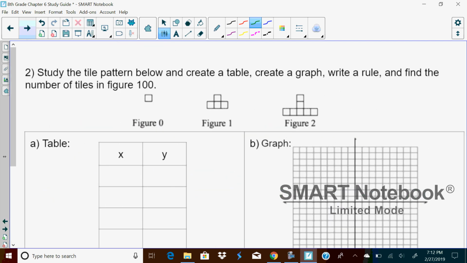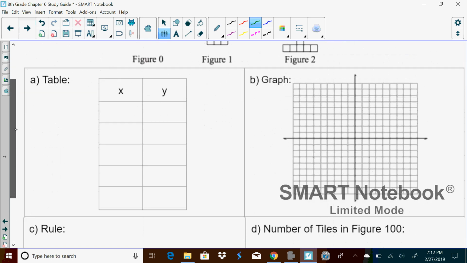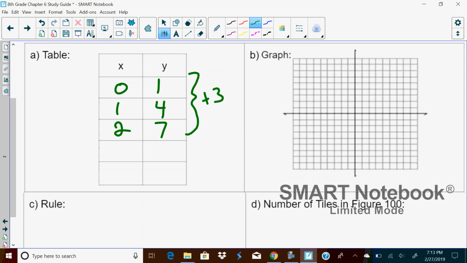Problem number 2, study the tile pattern and create a table, a graph, and a rule for it. And then what number is in figure 100? If I start with the table, figure 0 is 1. Figure 1 has 4. Figure 2 has 1, 2, 3, 4, 5, 6, 7. So it's going up by plus 3, which sets my growth. So then figure 3 is 10. Figure 4 would be 13.